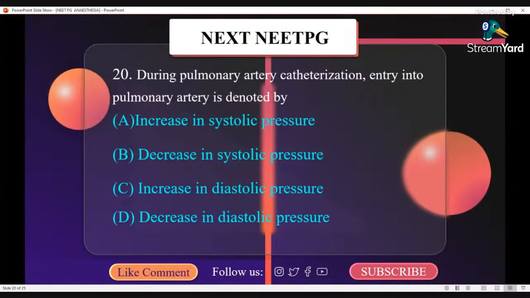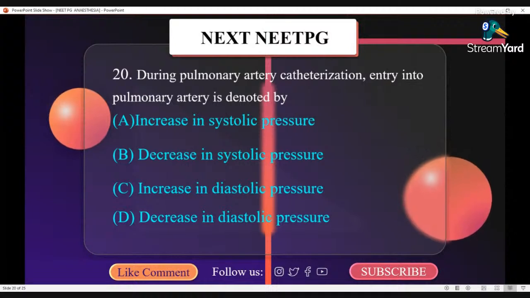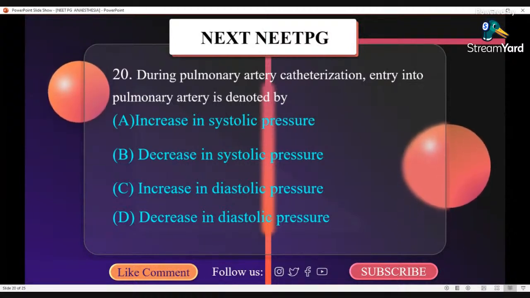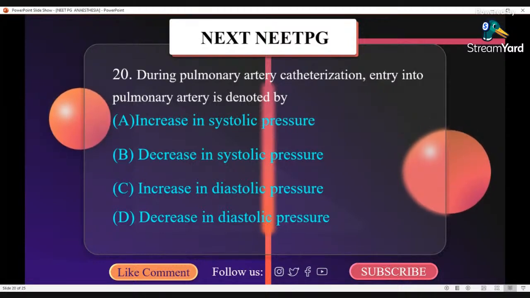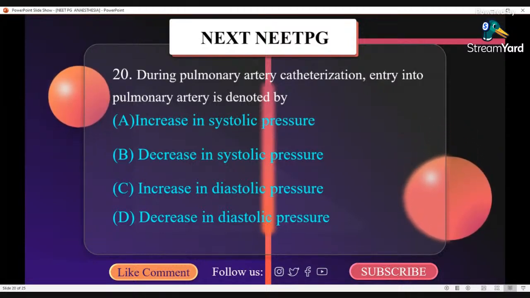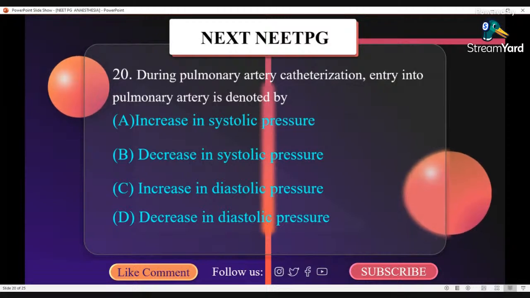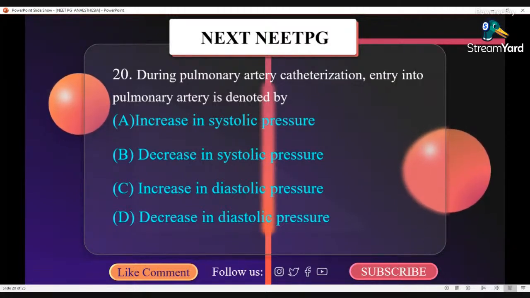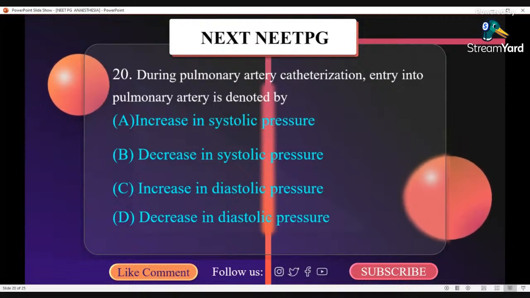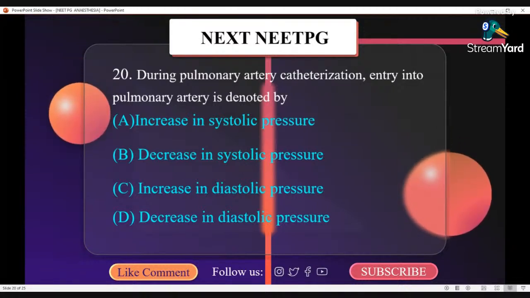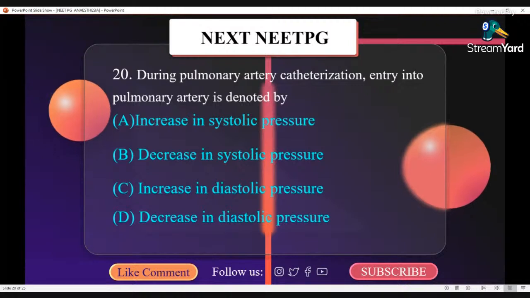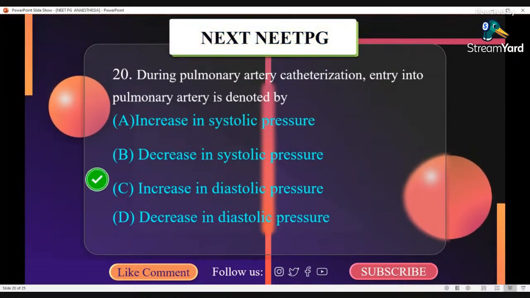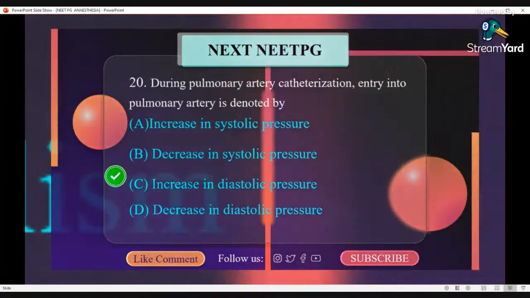During pulmonary artery catheterization, entry into the pulmonary artery is denoted by what? When you do the pulmonary artery catheterization, the entry into the pulmonary artery is denoted by an increase in diastolic pressure. So the correct option here is C, increase in diastolic pressure.